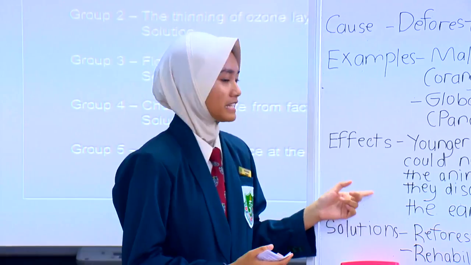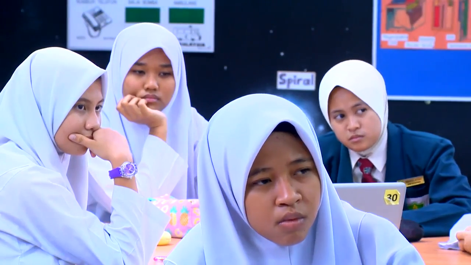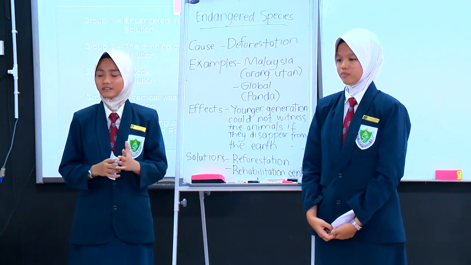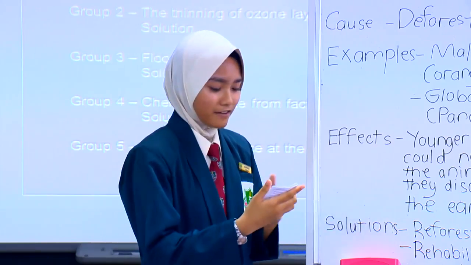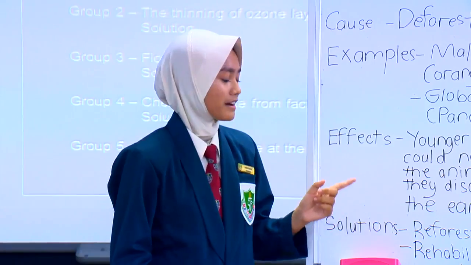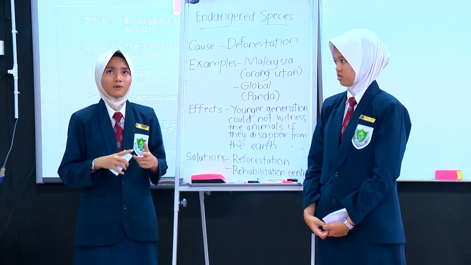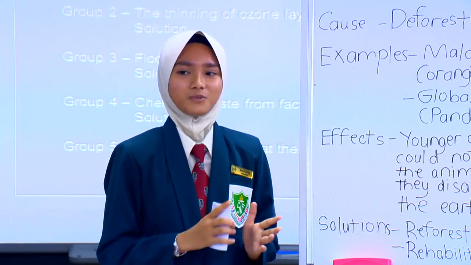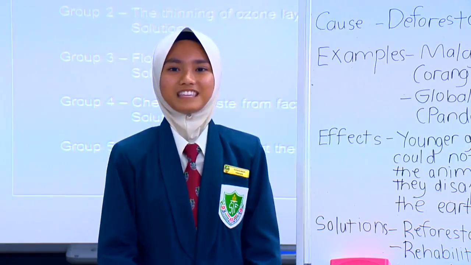First is reforestation. The government should plant new trees to replace the trees that have been cut down by the illegal loggers. And second, the government should increase the number of rehabilitation centres, such as the one for orangutan in Sepilok, Sabah, and the one for panda in Sichuan, China. With that, we thank you.